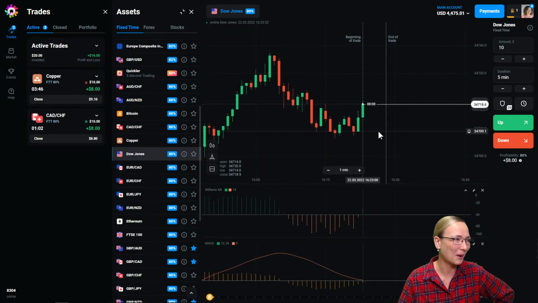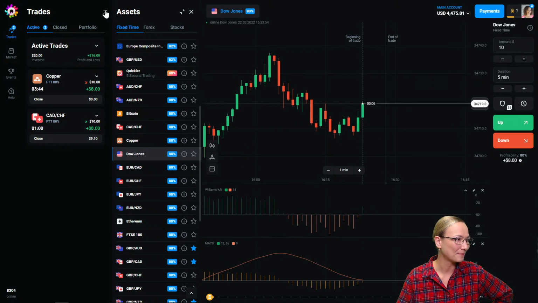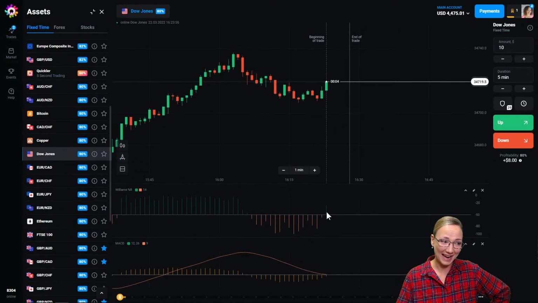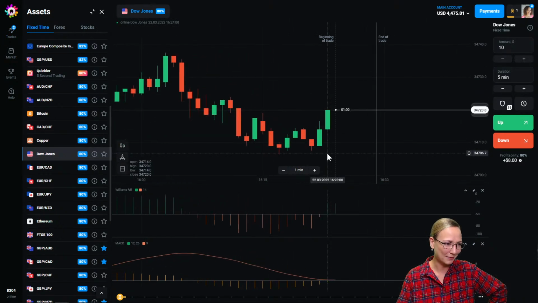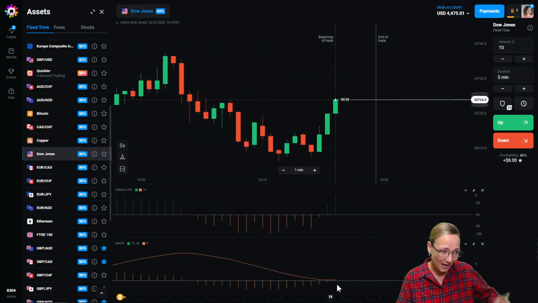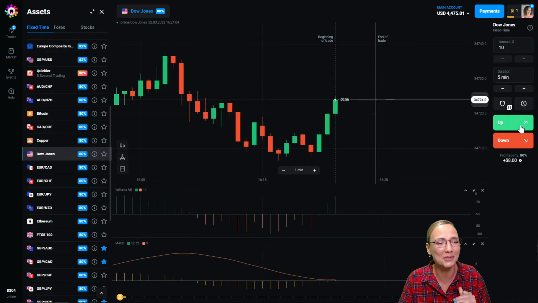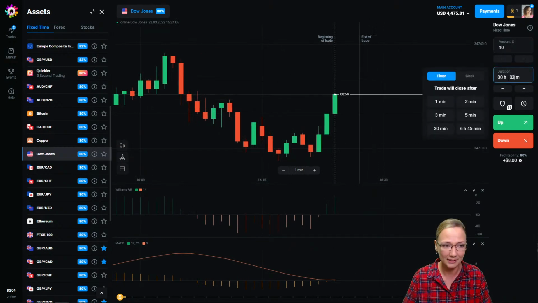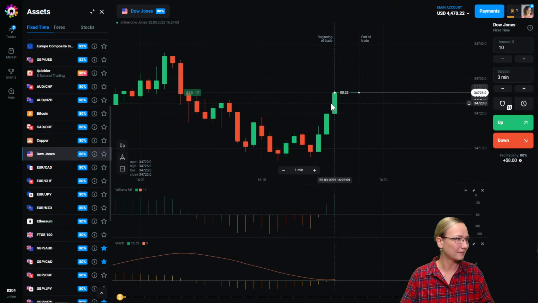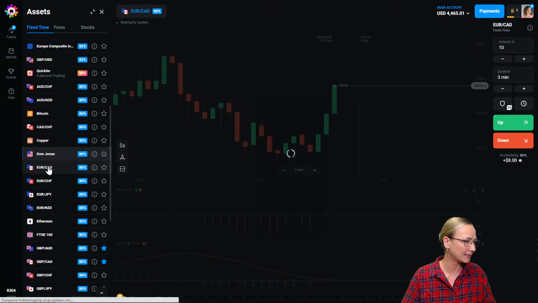I'd like to open an up trade right here, but okay, I have it on the Williams percentage R. Do I have it on the MACD? Do I have a confirmation on the MACD? I do have one bar above. I'm going to try it, my friends. I'm going to try it for 3 minutes. I'd like this trade. Okay, Dow Jones, 3 minutes.